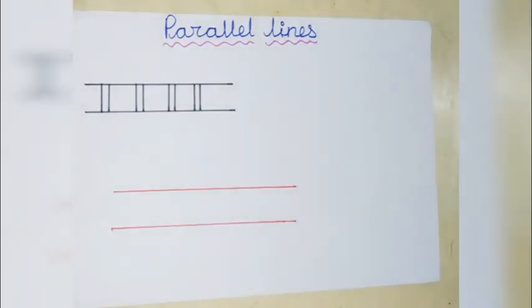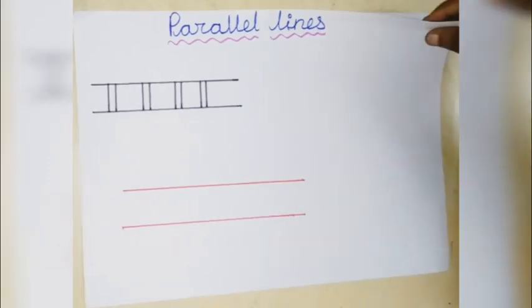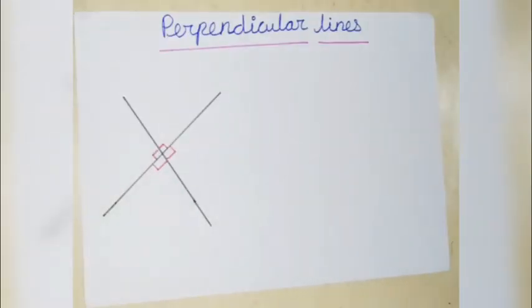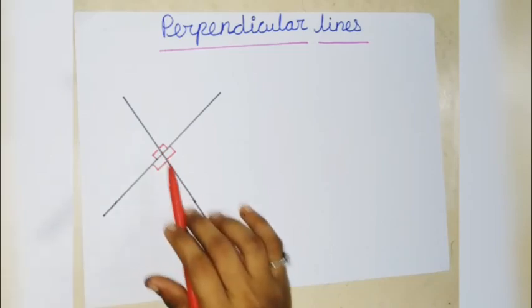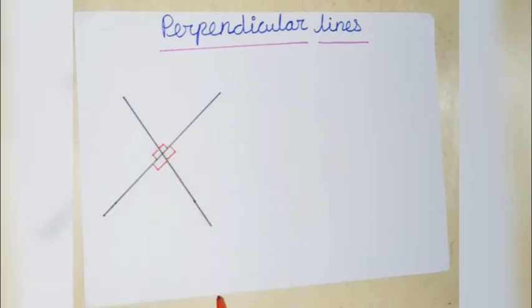Examples of parallel lines you can see in your surroundings. Bars of the window, steps on the ladder, vertical legs of the ladder. They are all parallel lines. Parallel lines कभी भी एक दूसरे को टच नहीं होते हैं. Here, these two lines, they are intersecting each other, they are touching each other.